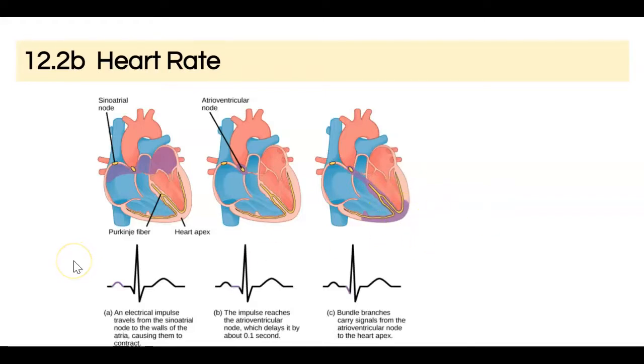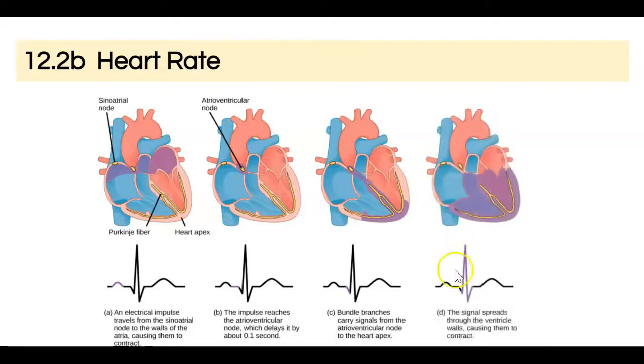Well, what's going to happen next? The final part of that: we've had the atria contract, now we need our ventricles to contract, and that's where we see that great big spike here. And it's called an electrocardiogram because we are measuring the electrical impulse as it travels through the heart muscle fibers.